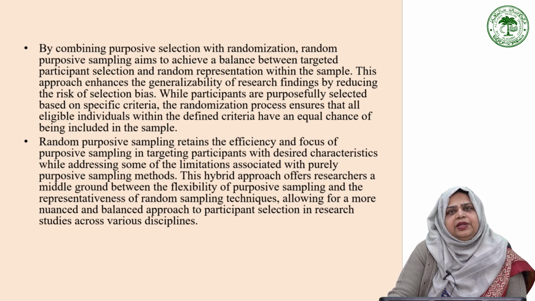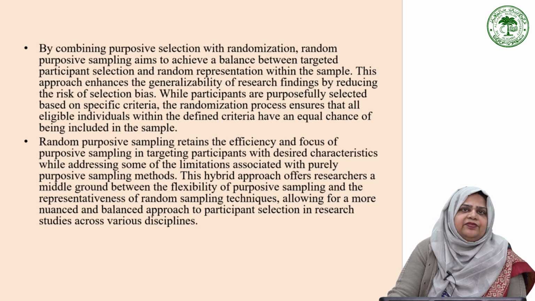By combining purposive sampling with random representation, researchers can maintain the efficiency and focus of purposive sampling while also enhancing the generalizability of their findings. This is particularly important when studying diverse populations or complex phenomena that require a broader range of perspectives. Random purposive sampling provides a systematic approach to participant selection, increasing the likelihood of obtaining a representative sample that accurately reflects the larger population. This method also helps to minimize the influence of researcher bias, as the randomization process reduces the researcher's control over the selection of the participants.